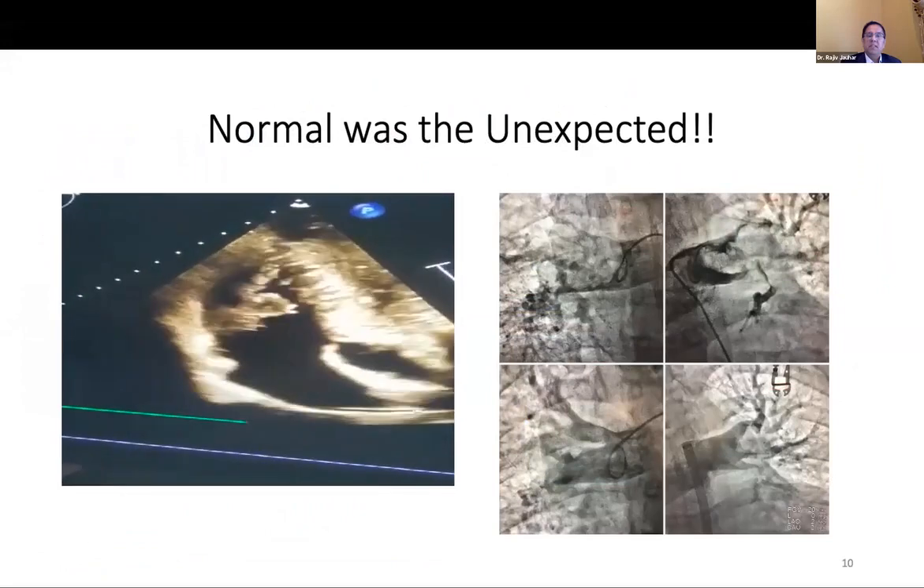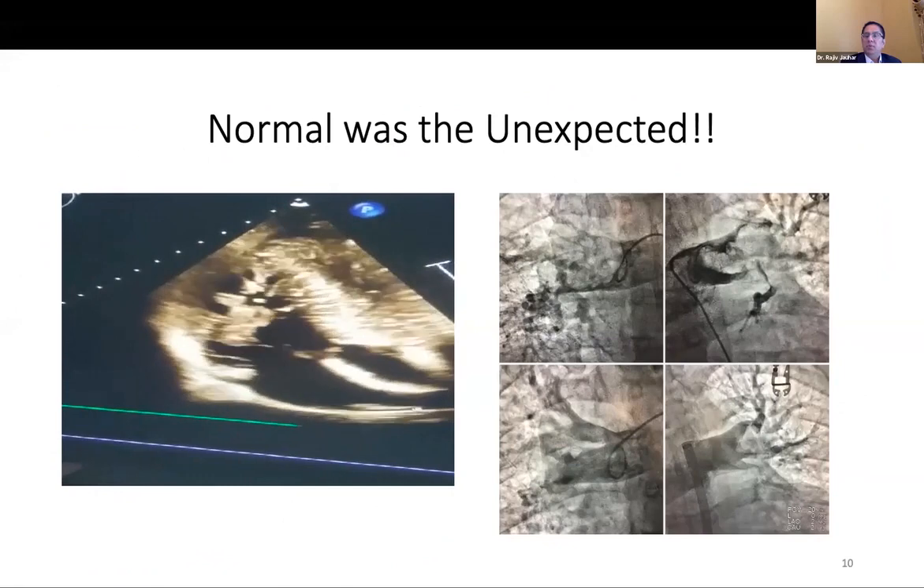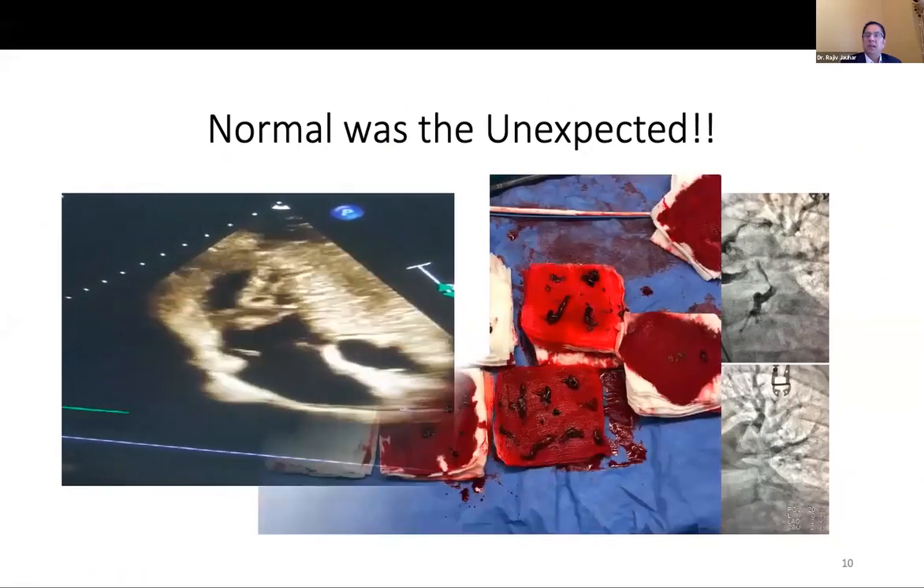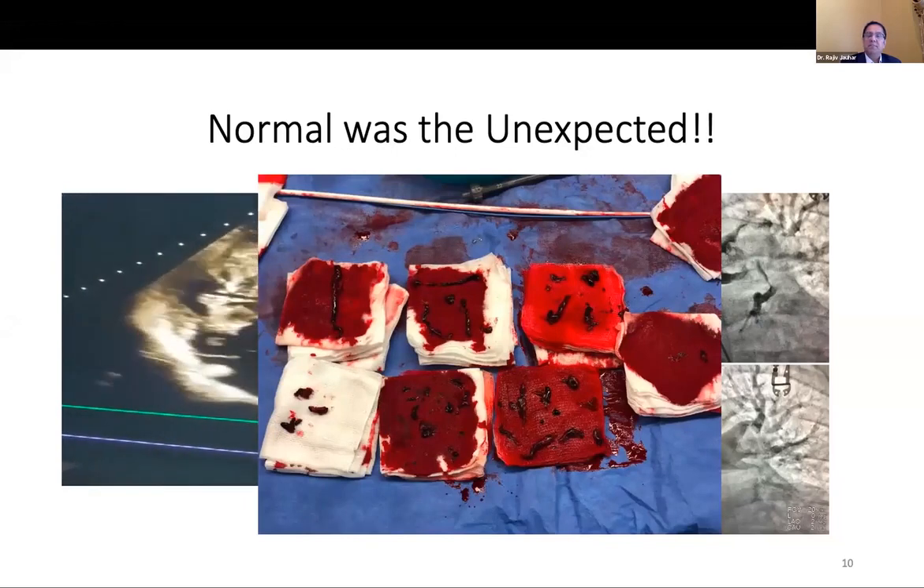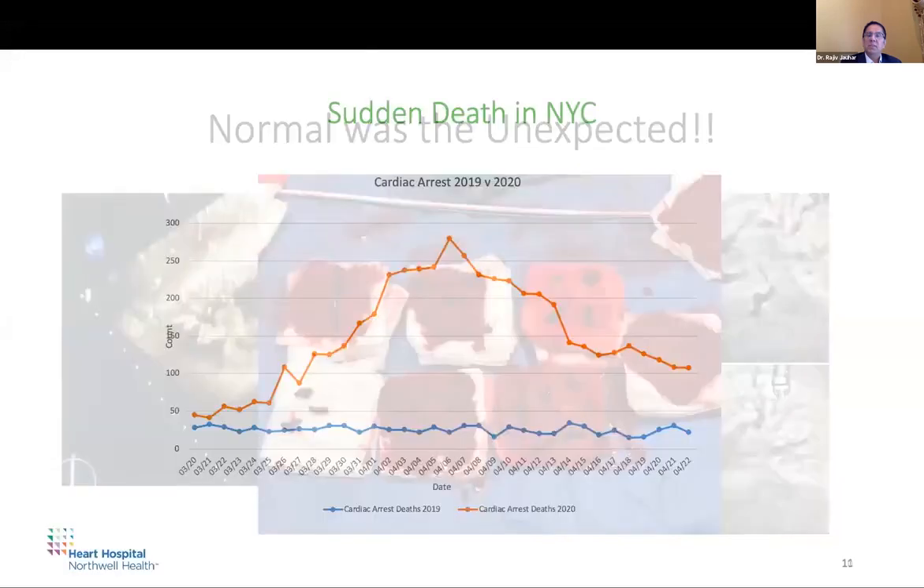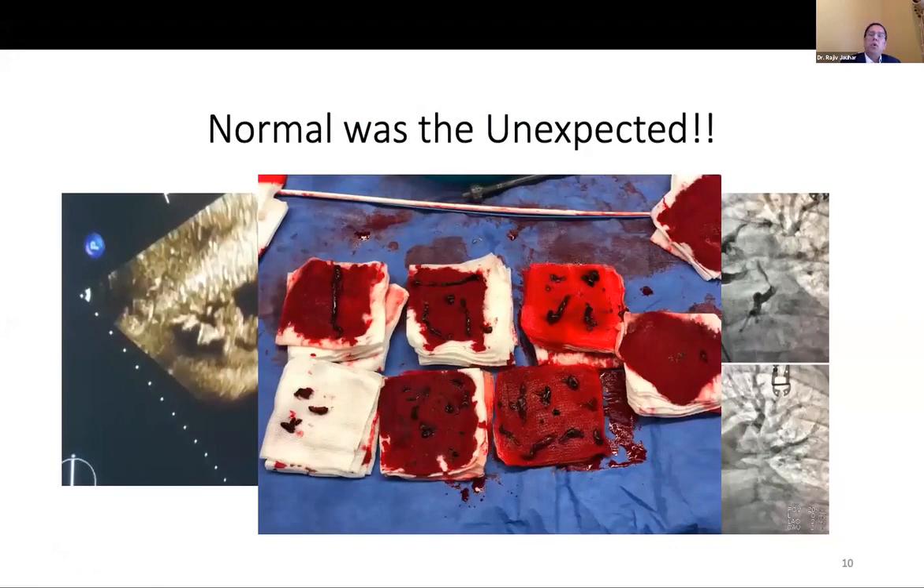You know, this is the normal became the unexpected. This is a gentleman with COVID who developed a large pulmonary embolism, a young guy, and this is what was removed with the AngioVac procedure from his lungs. Clearly, what we have seen in these patients is a large hypercoagulable state, but not in the heart, more in the periphery, in the carotids, leading to stroke, and in the arms and the legs.